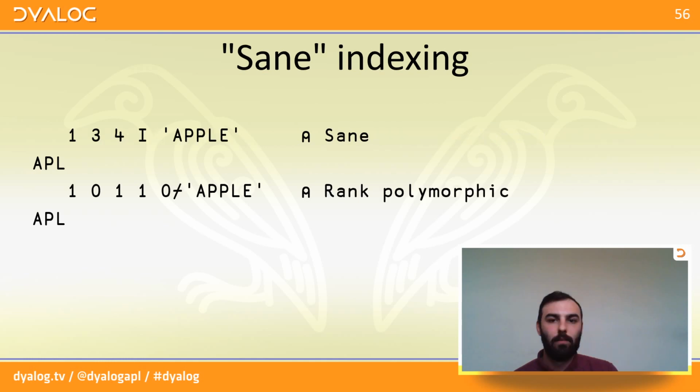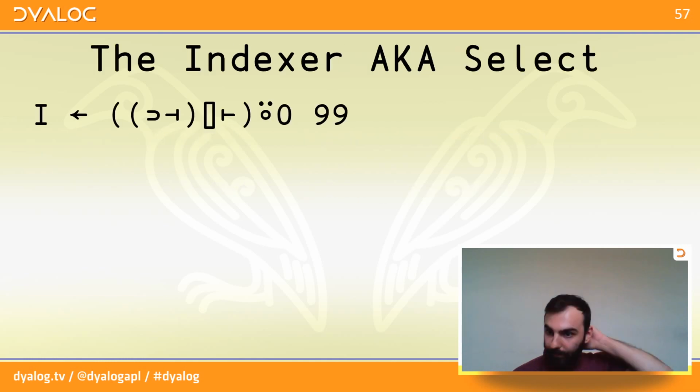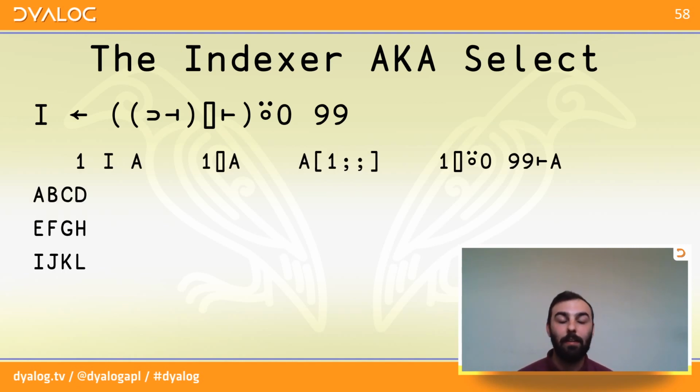So then, recently-ish, I've discovered this function, which is called select, or I was calling it the indexer, and this allows you to do sane indexing. But it also, in the simplest case, with a scalar index, works the same as all of these other constructs. Just give me the first major cell, or the nth major cell, or the nth subarray along the first axis, if that's how you want to phrase it.